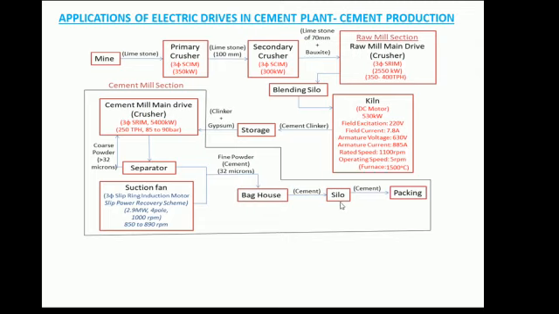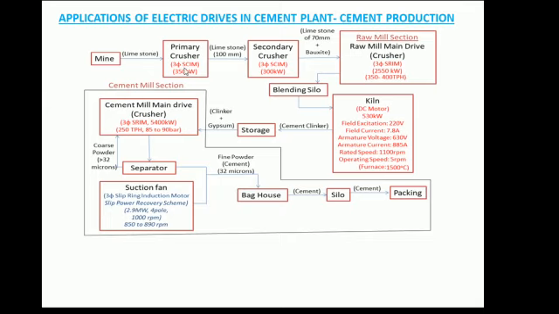Silo means it is a storage place where you can store the cement product, and from this storage place this cement is fed to a packing unit where you can pack and you can deliver it to the customers. So this is how a cement is produced in a cement plant.